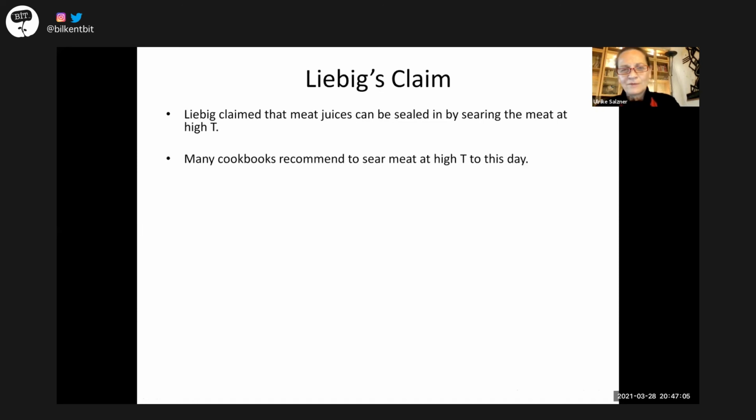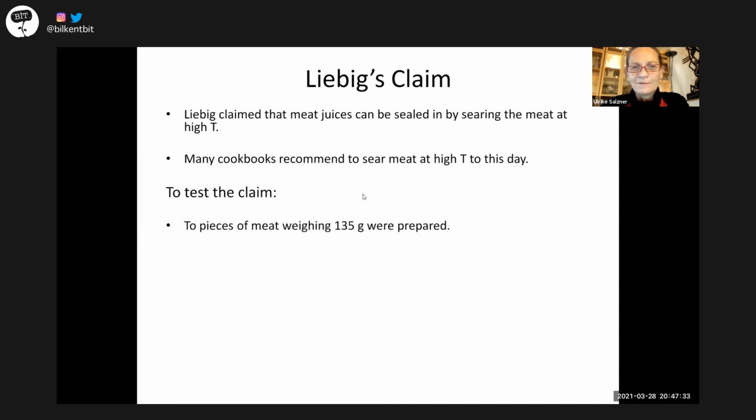And this is a claim which you have probably heard. Many cookbooks say it, many advertisements say it. They say you have to sear the meat at very high temperature. That closes all the pores, and then the juices stay in the meat. Maybe you have heard that the meat has to be put in very hot oil only in order to keep the juices inside. Okay, we tested.